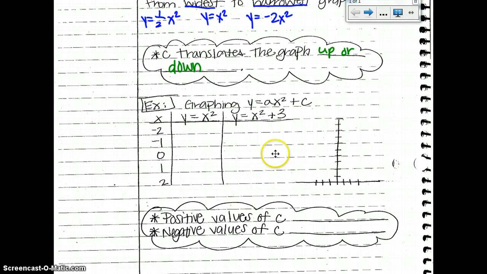Okay, we're going to look at some examples here. We're going to look at two different graphs. Our first one is y equals x squared. The second one is y equals x squared plus 3. Notice how the only difference is we added the 3. So this 3 should move our graph either up or down. Okay, go ahead and plug the different x values in for your graphs. When you're done, check your answer up on the computer screen with mine.